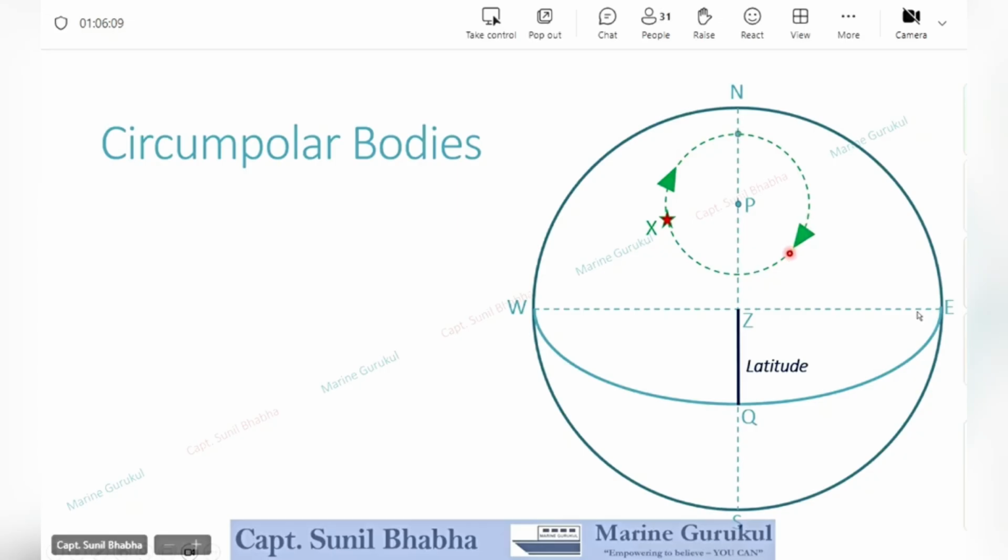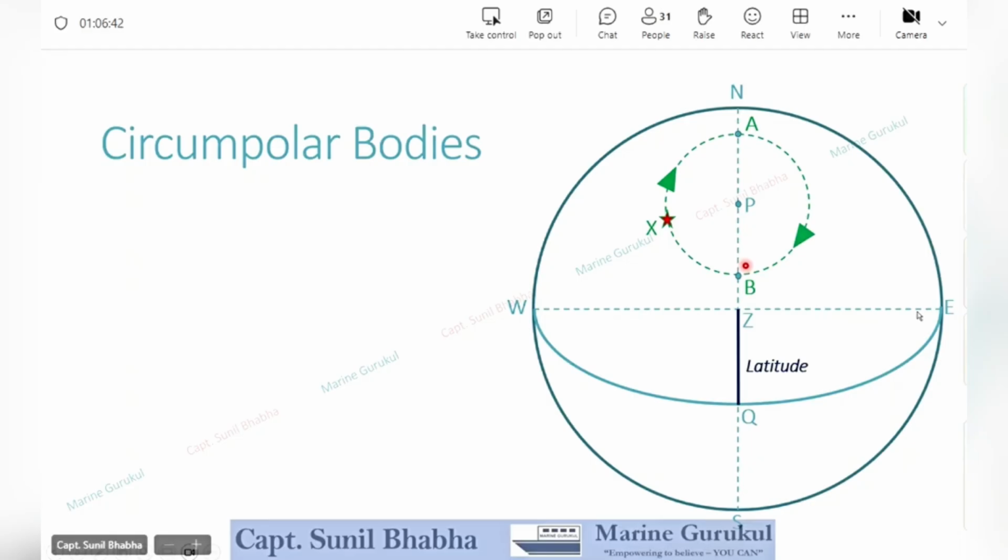Now in this particular diagram, we can see that the star comes north of the observer at two instances. At point A here, it will be north of the observer. The bearing of the star would be 0, 0, 0. And again, when it reaches or crosses the meridian at point B, it will be again north of the observer with a bearing 0, 0, 0. Now this is only possible in case of a circumpolar body.